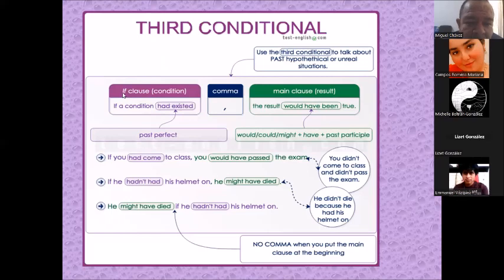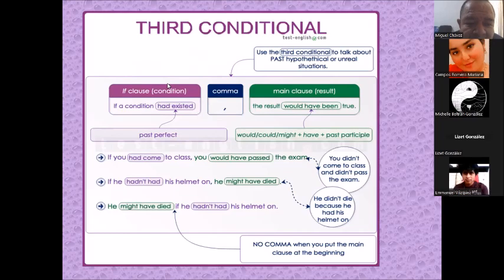One is called the if clause and establishes a previous condition or situation. And the second one is called the main clause, which gives us the result or the consequence of the previous situation. To write or say this third conditional, we have to use a comma if we put the if clause at the beginning.